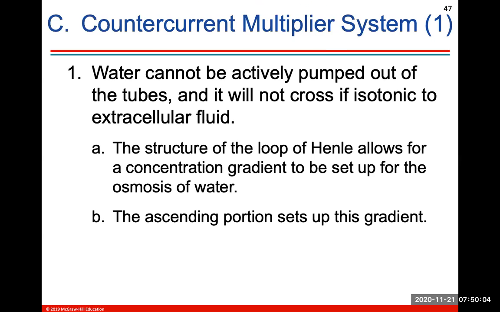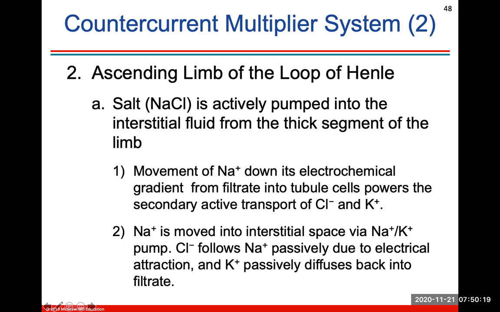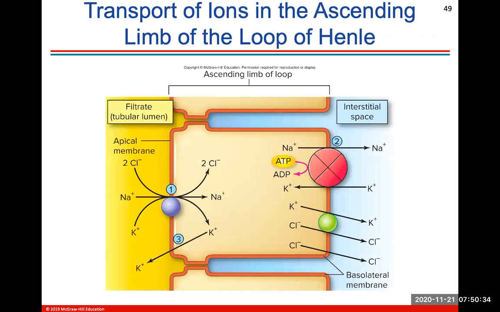Water cannot be actively pumped out of the tubes, and it will not cross if it's isotonic. So the structure of the loop of Henle allows for the concentration gradient to be set up for the osmosis of water. The ascending portion will set up this concentration gradient. In the ascending loop, salt will be actively pumped into the interstitial fluid. So we're trying to create a concentration gradient that water will want to flow into by osmosis so that more of the water is reabsorbed from the filtrate.